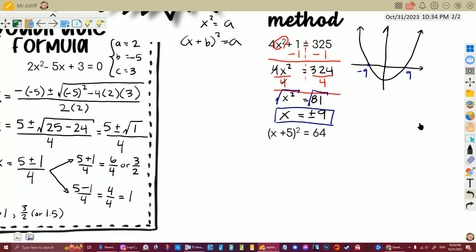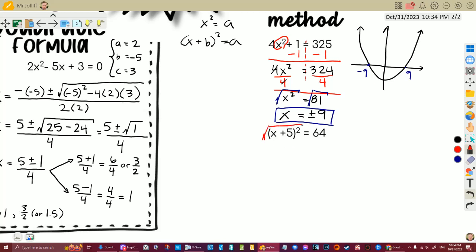Now we're going to try the same process with something that looks a little bit different. x plus 5 squared equals 64. And this looks kind of similar to vertex form. So oftentimes if we're given an equation that looks like vertex form, the square root method is a great way to go because we know that we can undo that square with a square root. So that's how we're going to start this second problem.